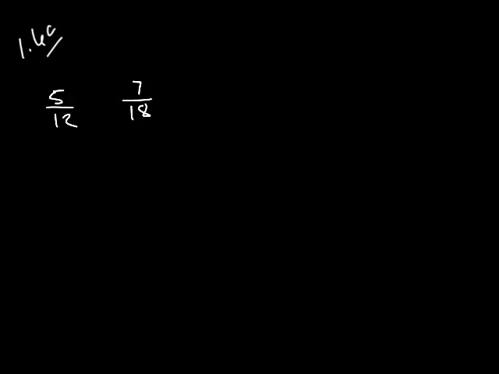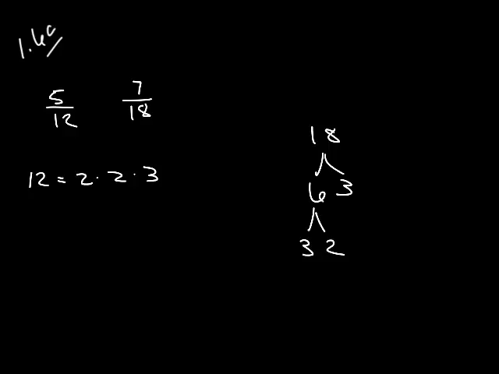So how do we find the least common denominator? Well, we find the prime factors of both the 12 and the 18. Remember, to find the factors, we take 12 and use the factor tree. So the prime factors of 12 are 2 times 2 times 3. Okay, those are the prime factors. Well, let's do 18. We've got 6 and 3, and then that breaks down into 3 and 2. So 18 breaks down into 2 times 3 times 3.